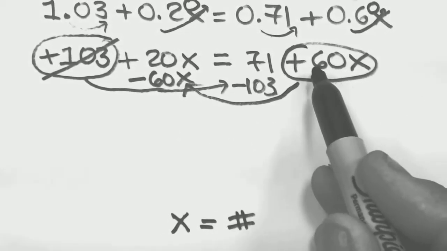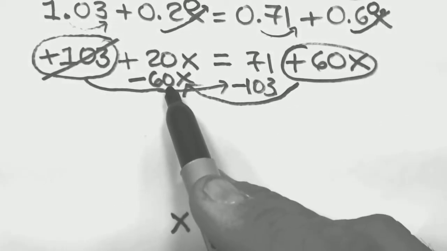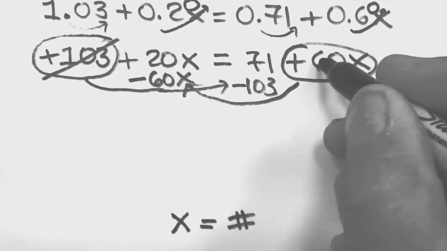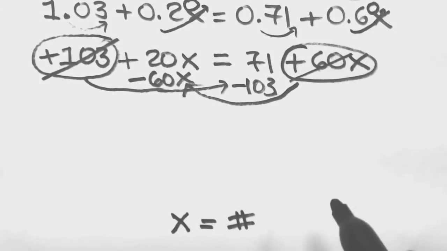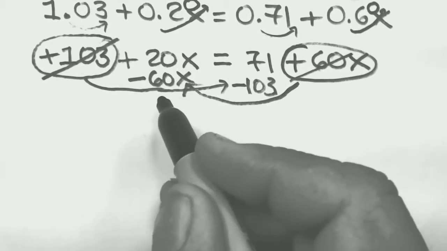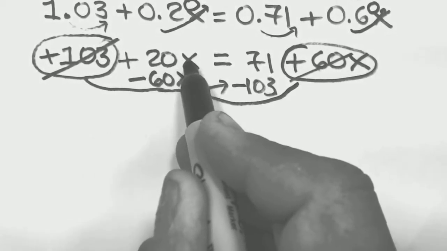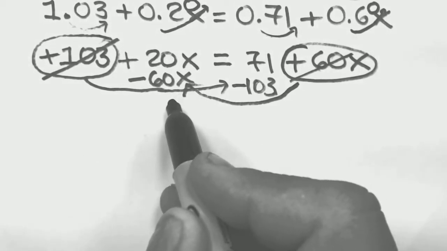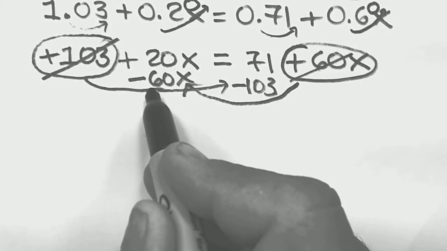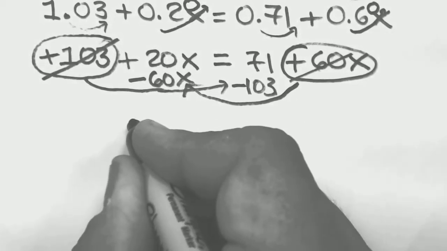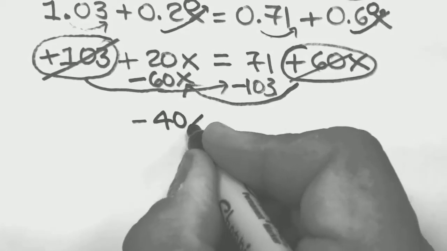Now let's double check that. Plus 60 became negative 60. That's correct. So I've moved it. I cross it out. Okay, let's see what we end up with. Over on the left side, I've got plus 20x and negative 60x. Negative's going to win by 40. So we have negative 40x.